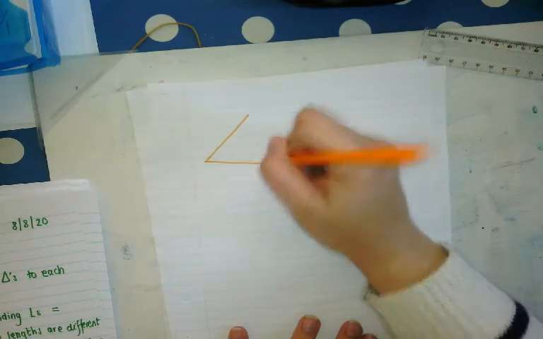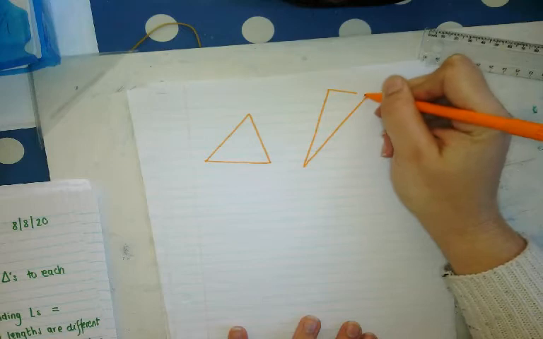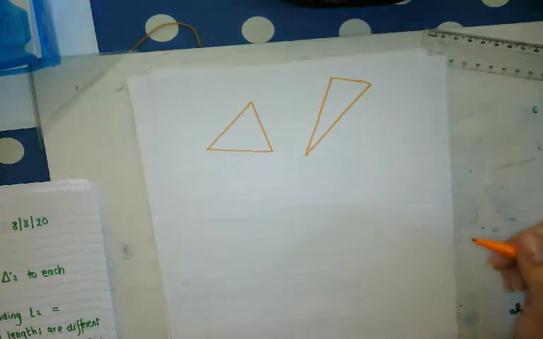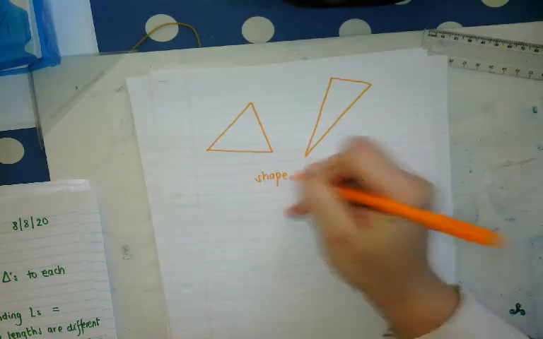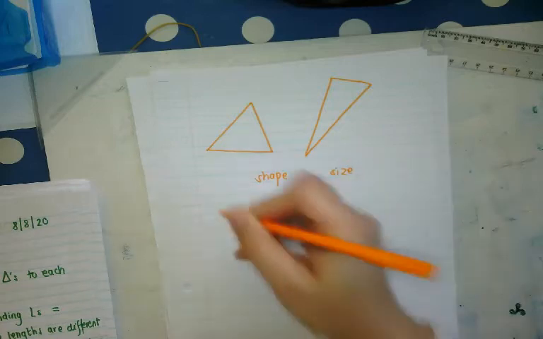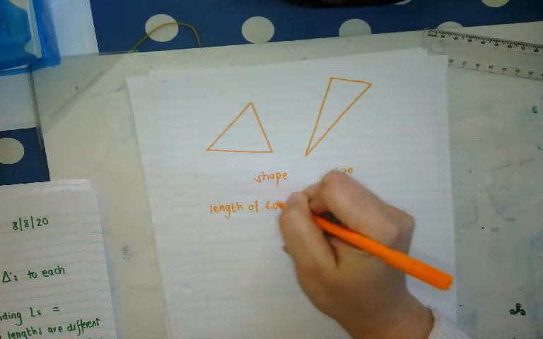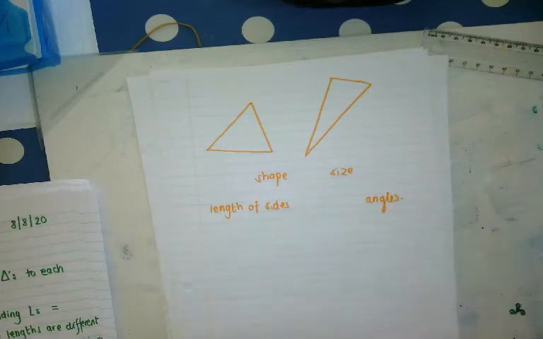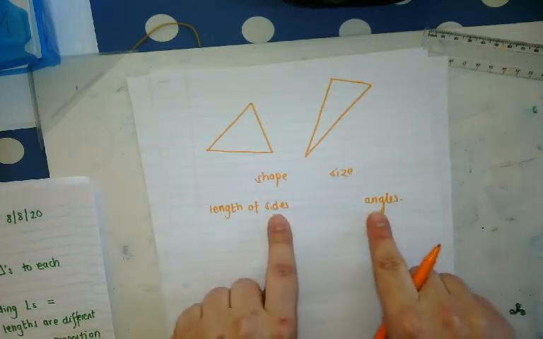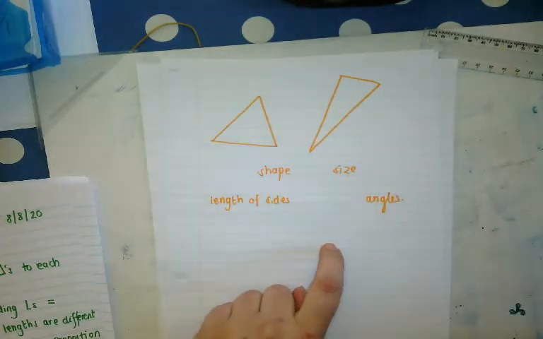Okay, so if I had to, don't draw yet, if I had to give you two different shaped triangles. And we discussed the fact that we have shape and we have size. And then I also heard the length of sides, so how long a side is, and I heard the size of angles. So which one of these two, length of sides and angles, would cause the triangle's shape to change?